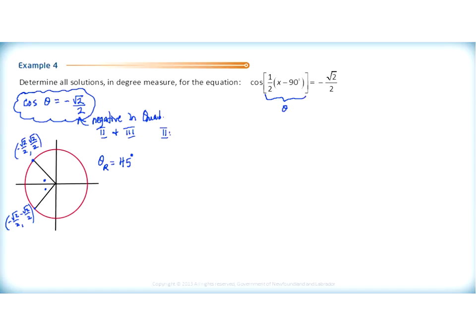So now in quadrant 2, the first angle theta is equal to 180 degrees minus 45 degrees plus 360 degrees times n. So the first value of theta would equal 135 degrees plus 360 n. We need to replace theta with 1/2 times x minus 90 in order to solve for x.